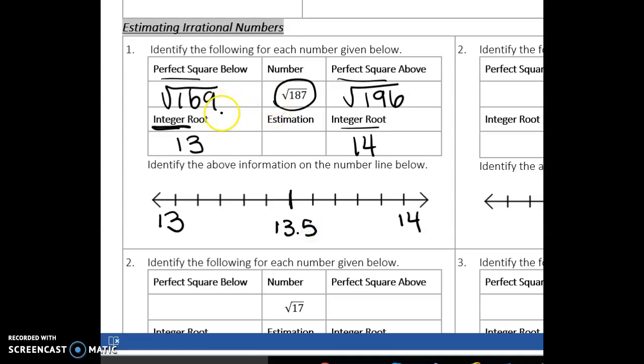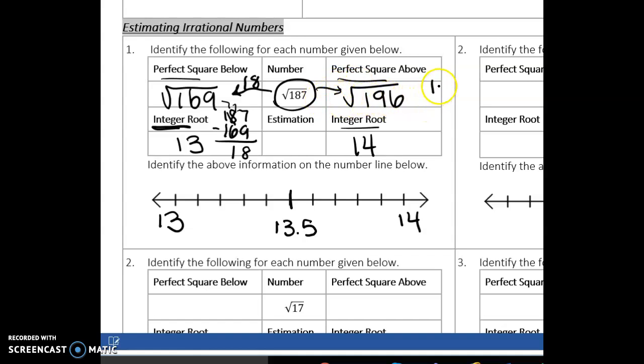To figure out whether I'm falling on the left side of my number line or the right side, I'm going to see how far I am to each of these perfect squares. So let's start over here. 187 minus 169. It's going to be 8 and 1. So I am 18 away from 13.